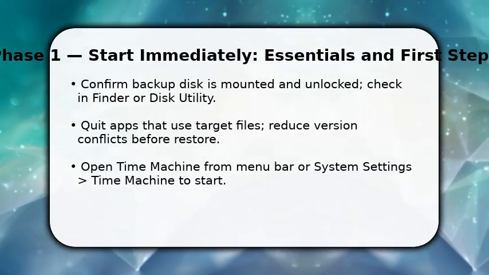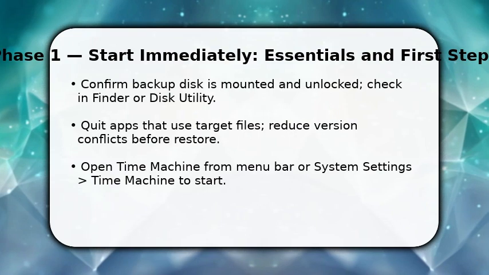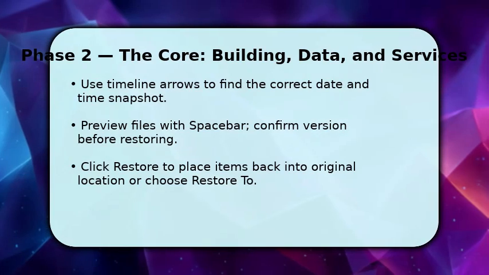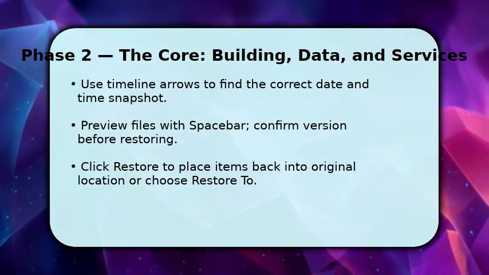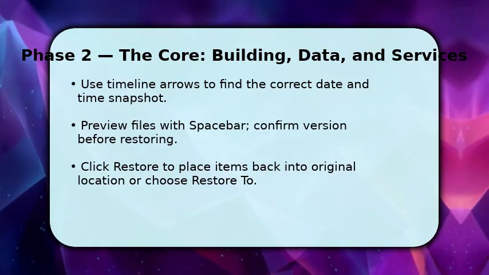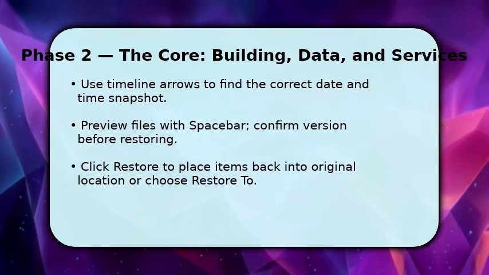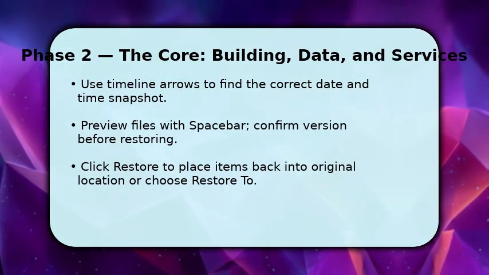Locate the folder or file you want using the Finder window inside Time Machine and select the correct date snapshot. You should now navigate the timeline and use the arrows to reach the snapshot that holds the version you need, because multiple snapshots can contain different edits. Once you find a candidate, press spacebar to preview. This confirms you won't overwrite newer work.